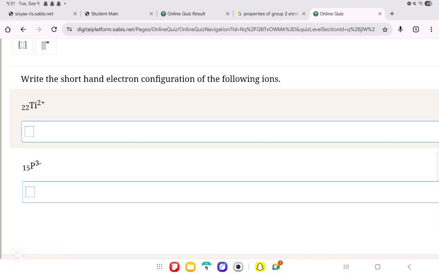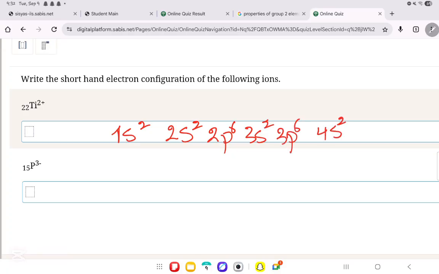Write the shorthand electron configuration for the following ions. Okay, so this is something different they want for the ions. Again, Ti, how many electrons does it have? Ti has 22. So let's do the electron configuration of 22. 1s2, 2s2, 2p6, 3s2, 3p6, 4s2, that's 20 already, and then 3d2. Alright, perfect. So now what are we gonna do? Now you will find where Ti is, and you will see what's the noble gas directly before it. It's argon, so it has 18 electrons.